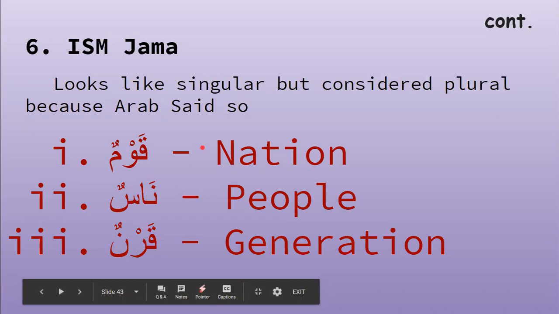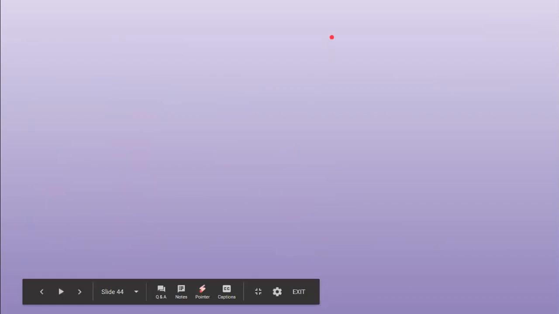Okay, so this is all about the proper number. Now we have to practice some words, then we'll be clear what is actually happening here, inshallah.